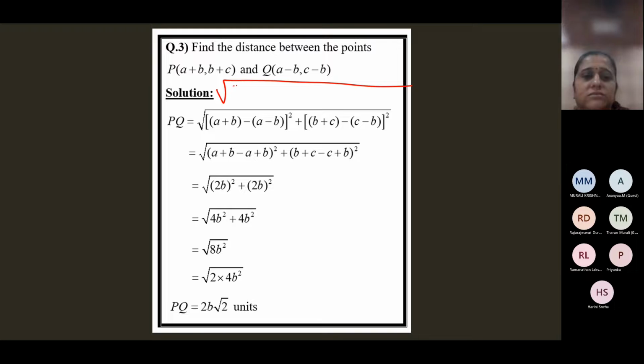Ma'am, a plus b minus a minus b the whole square. Okay, then what do you want to write? Plus c minus b minus b plus c the whole square.